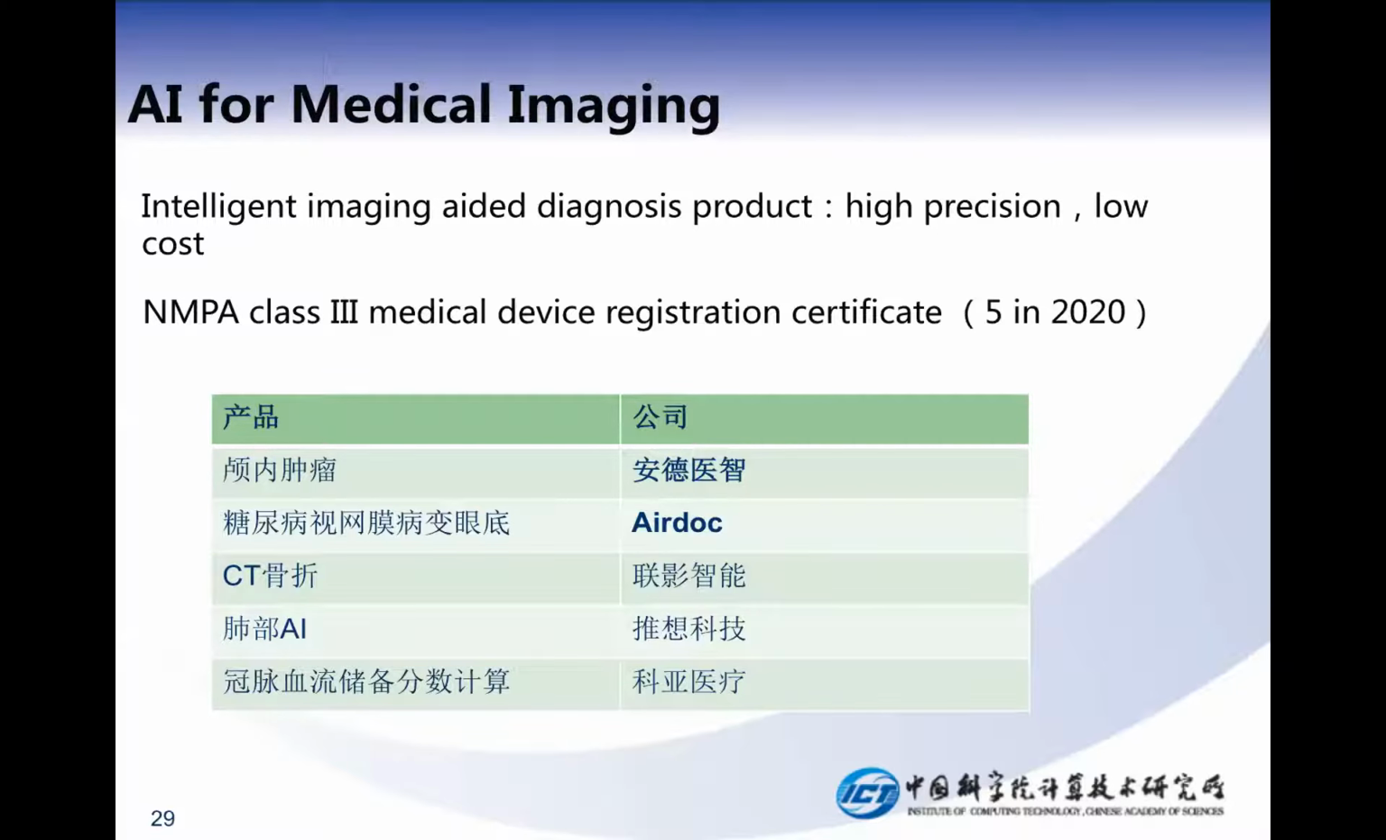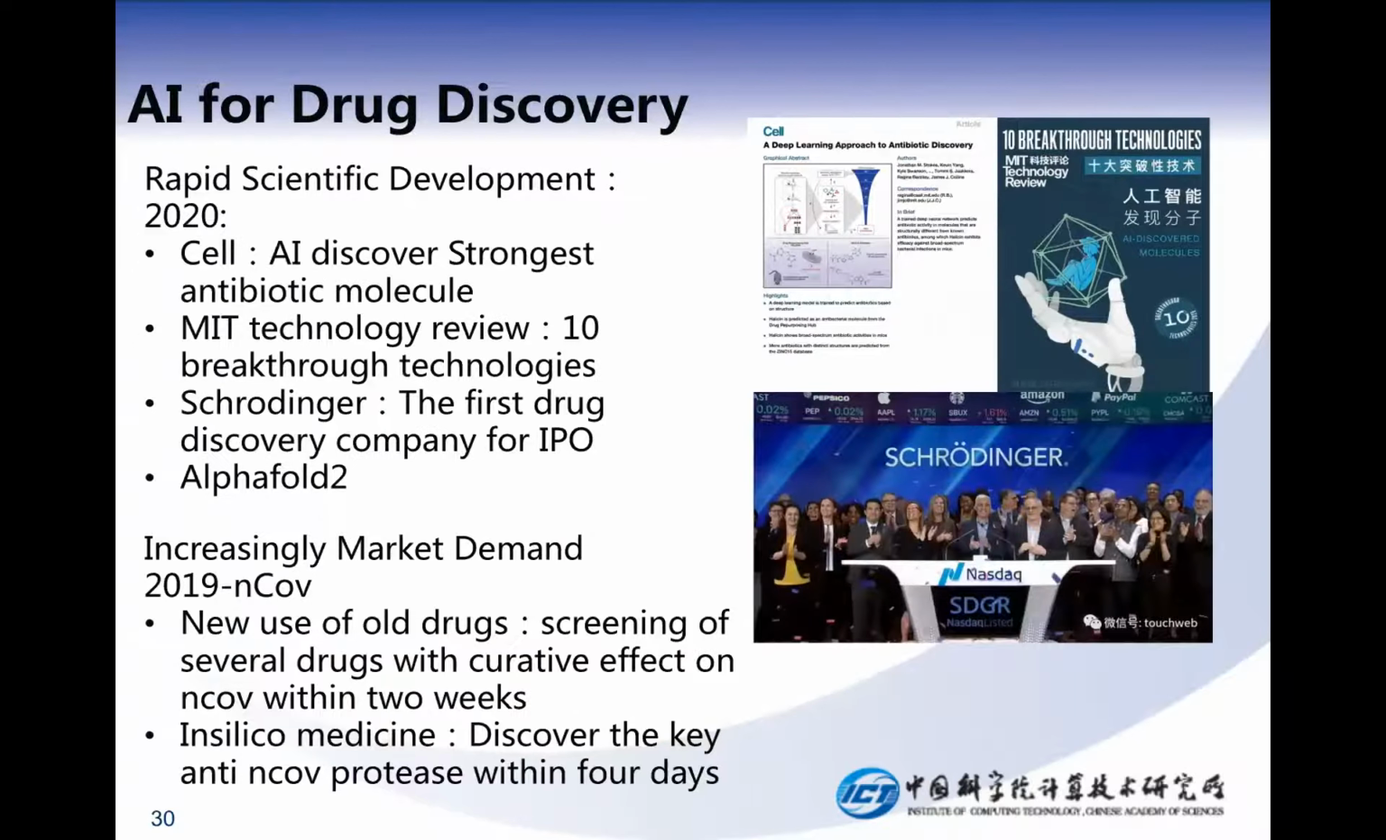In 2020, 5 certificates of NMPA Class 3 medical device registration were approved. I think in the future, more certificates will be approved and go to the market. And the second one is AI for drug discovery.